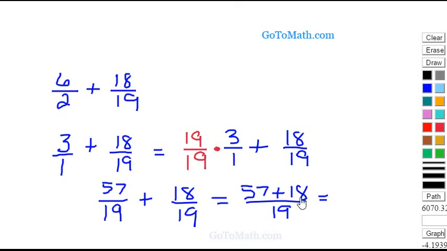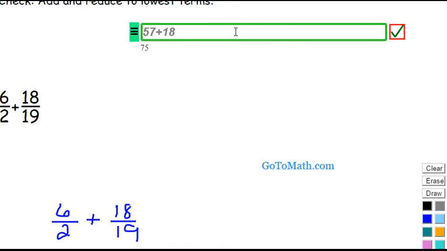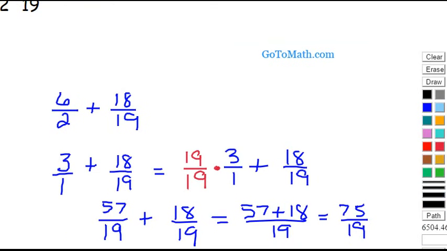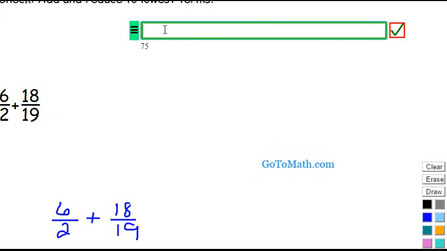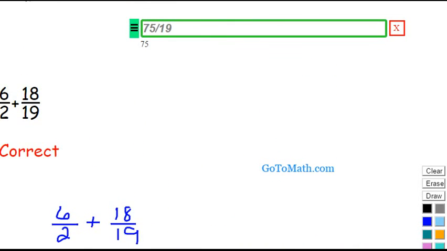And let's see, 50, 60, 75. Hope I got that right. 75 over 19. 75 over 19 is what I'm getting anyway. And of course, as you can see there, I cheated. Where are we at? What did I say? 75 over 19. Let's check it out. Hold our breath here. 75 over 19. Yeah. Correct.